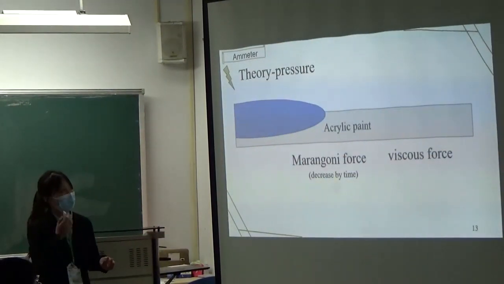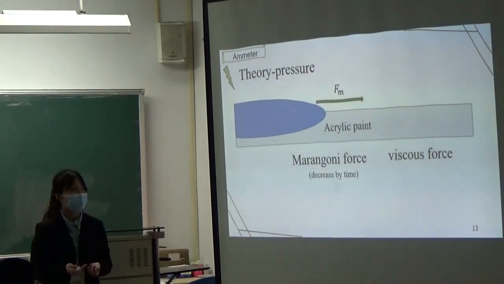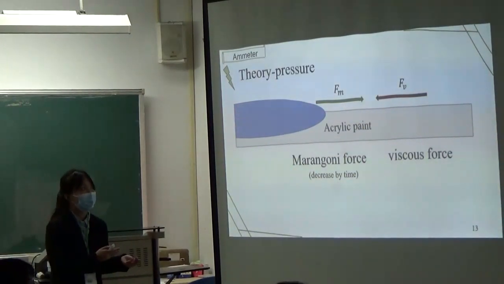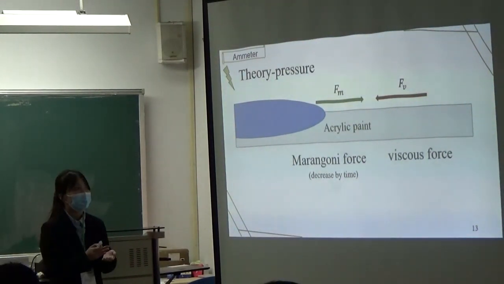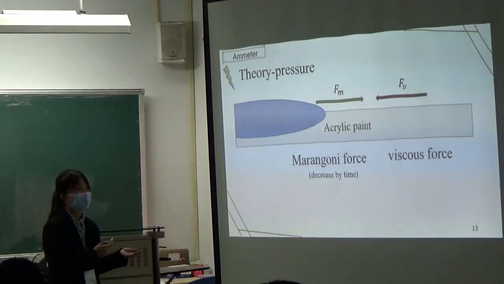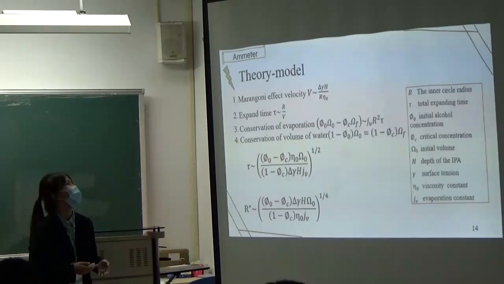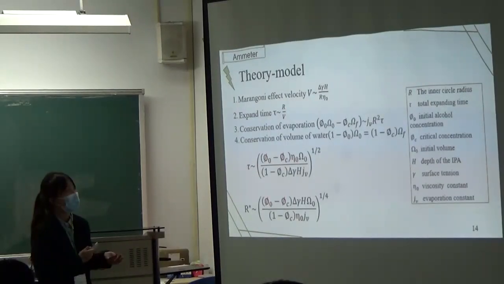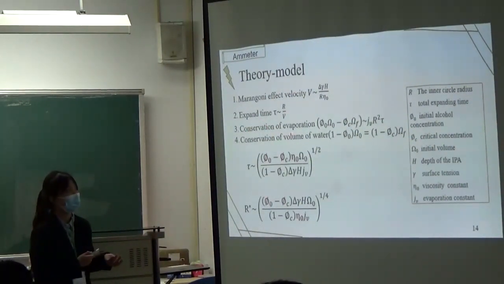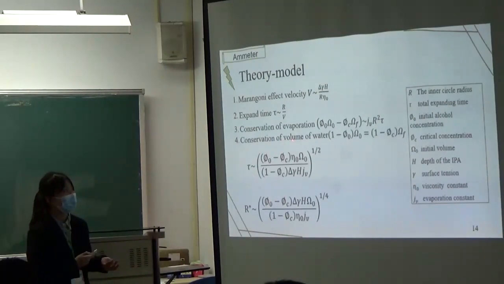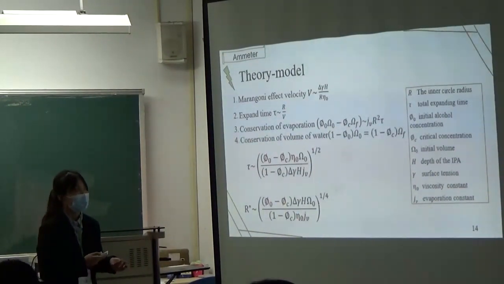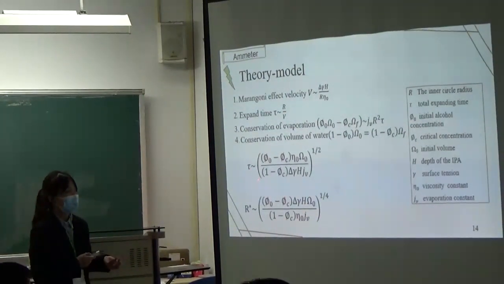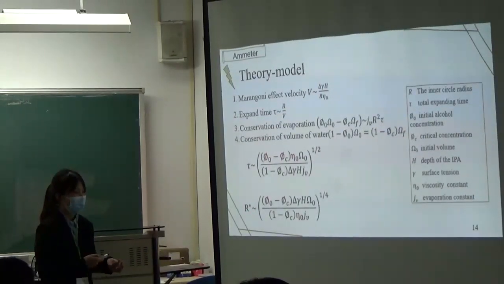And here is the theory about pressure. Fm is the membrane force, and because of the evaporation, it will decrease with time. And the membrane force will cause the IPA expanding. And Fv is the viscous force, it will block the IPA expanding. And here is the theory: the first one is membrane effect velocity, the second is expand time, the third is conservation of evaporation, and the fourth is the conservation of volume of water. Combining these four formulas, we can get the expanding time formula and the inner circle radius formula.